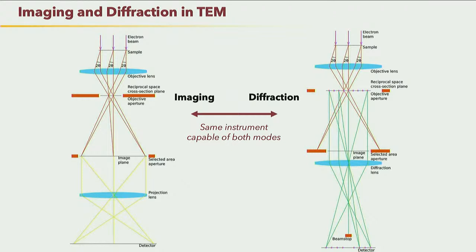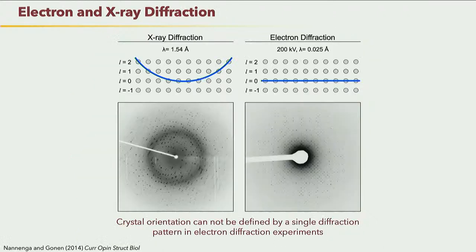And then there are some subtle differences in what you need, and we can talk about that in the questions, about what you would need to do imaging and diffraction on the same microscope. But in theory, the same machine can do both. Now, the differences between electrons and X-rays, and this is important for the X-ray crystallographers to get a feel for. Because really, it's diffraction, so it obeys Bragg's law. It's just that you're using electrons instead of X-rays.